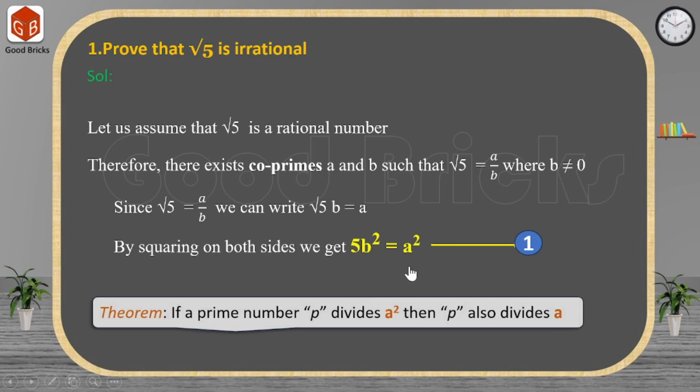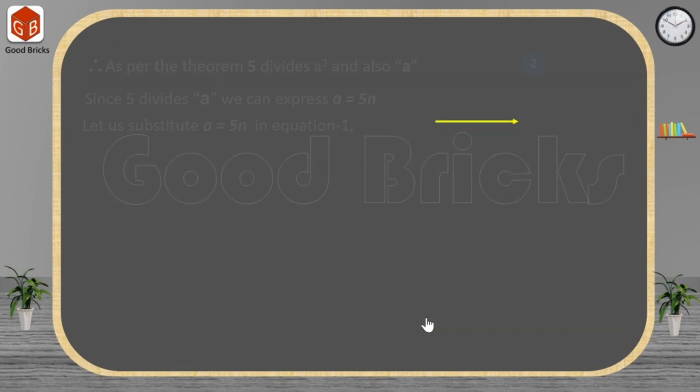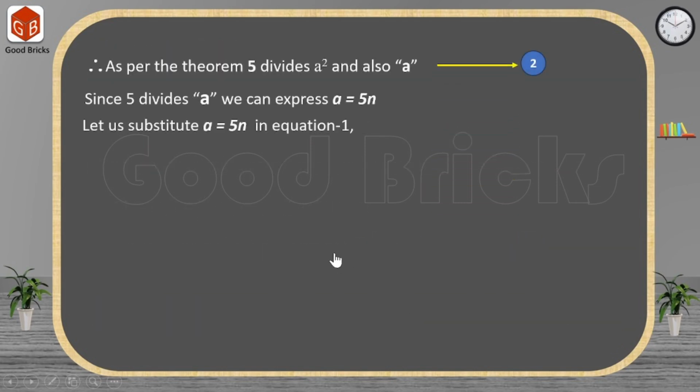And we know already the theorem. What is that? If a prime number p divides a square, then p also divides a. So when you apply this theorem on equation 1, if 5 divides a square, then 5 also should divide a. That is what we can get from this theorem, and that is what we are going to write on the next step. Therefore, as per the theorem, 5 divides a square and also a. Let us write this as condition 2.